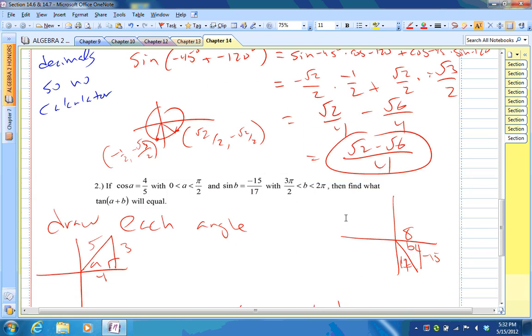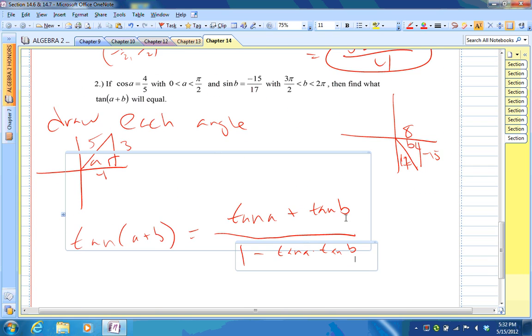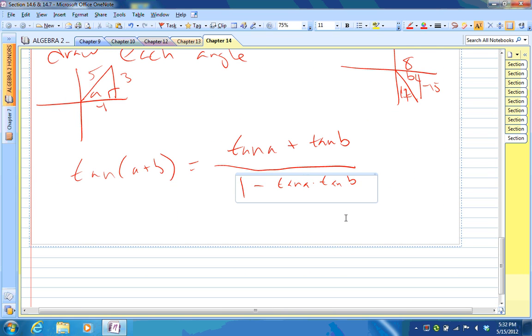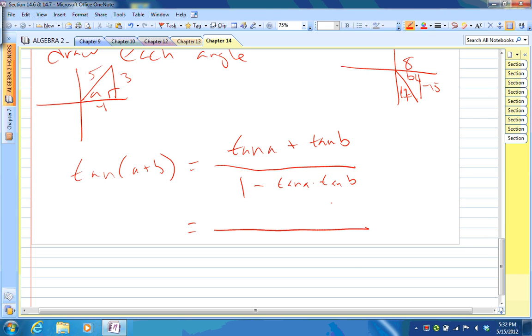So you probably just heard the dog bark. Sorry about that. Anyway, so let's substitute now. So tangent A will be 3/4, because that's opposite over adjacent. Tangent B will be negative 15 over 8. 1 minus tangent A again, which is 3/4, and tangent B, which is negative 15 over 8.